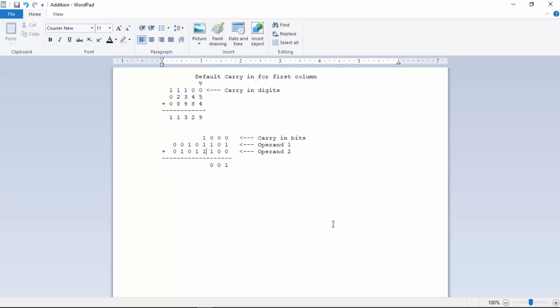Now you see, I just cannot do 1 plus 1 as 0 and carry out 1 for this one. That will be a wrong thing, because in this case I am not adding up the carry out from the previous stage or previous column. So we need to do something better than 2-bit addition. We need a 3-bit addition in this case.